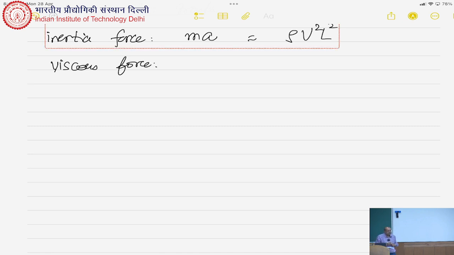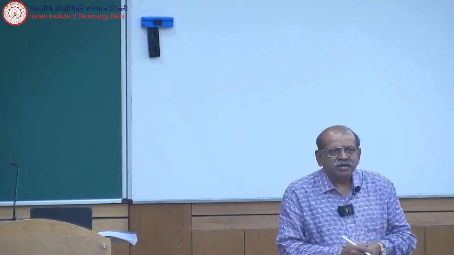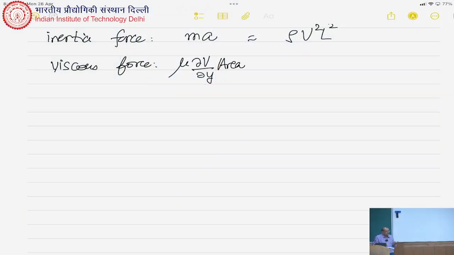If I try to find viscous forces, then the way of getting the dimensions, mu dv by dy, this is dimension of what? What is mu dv by dy? Stress, shear stress is mu dv by dy. So that means I have to multiply it by area. That will give me the dimensions of the viscous force. And this I can then write it as mu dv by dy will be v by L times L square.